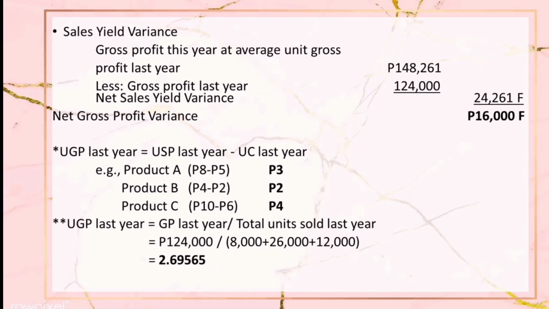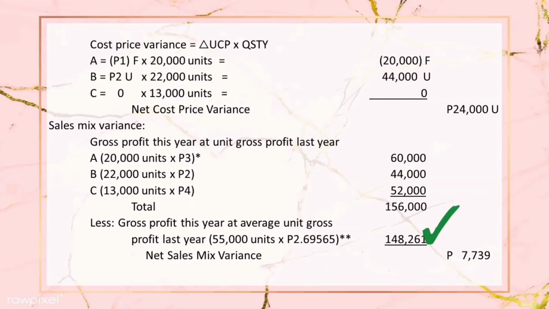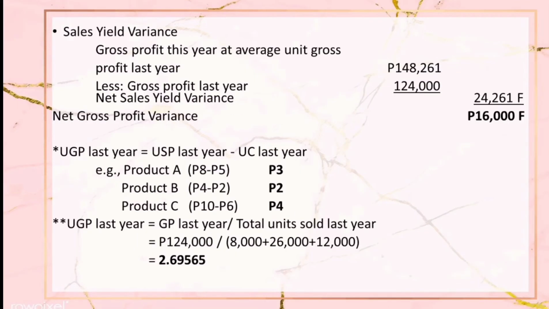Next would be to solve for the sales yield variance. In order to get that, we use the gross profit this year at average unit gross profit last year. We just extract the amount of 148,261 that we computed before this slide. Then deduct the gross profit last year of 124,000. We get an amount of 24,261 favorable.